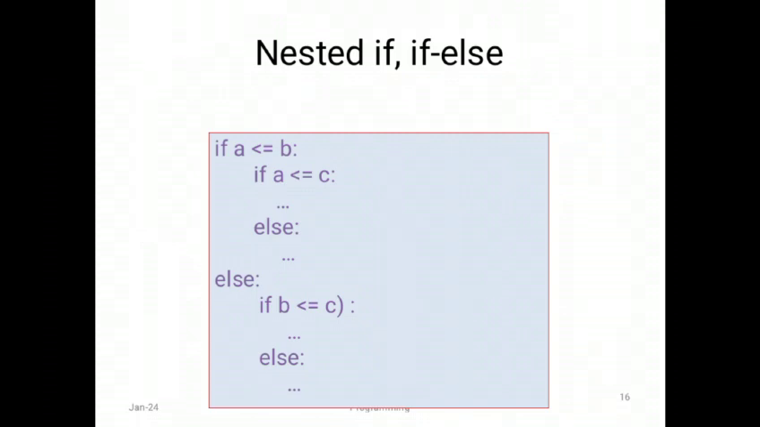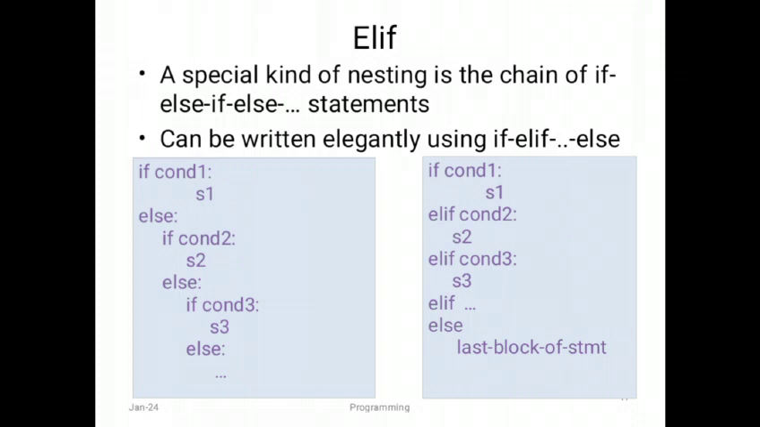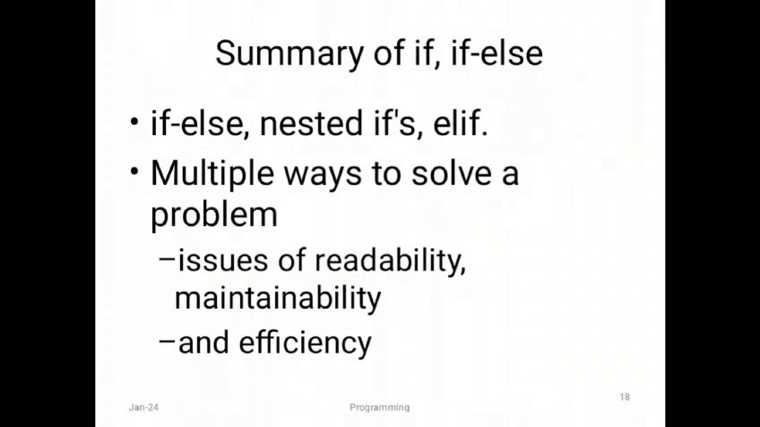Then nested if else. An if else within another if is called nested if else. If A less than or equal to B, if A less than or equal to C, else the other part. If both the conditions are not satisfied, the else part, that is if B less than or equal to C, will be executed. Then elif. A special kind of nesting is the chain of if else statements. It is elegantly written using if elif statements. This is the summary of your if and if else statements.